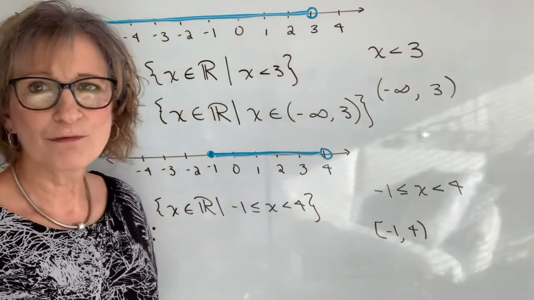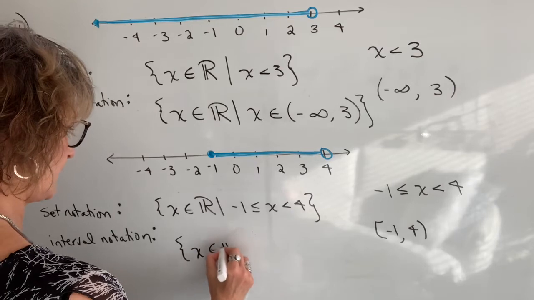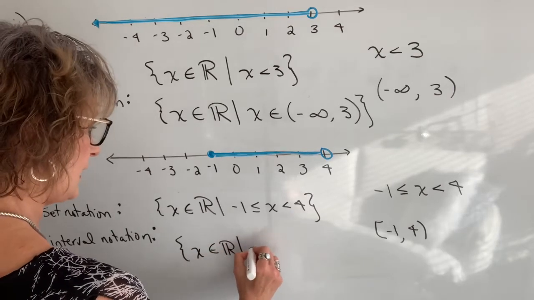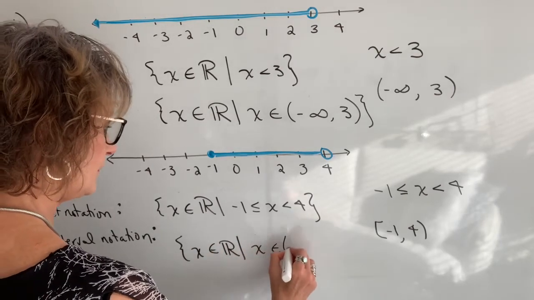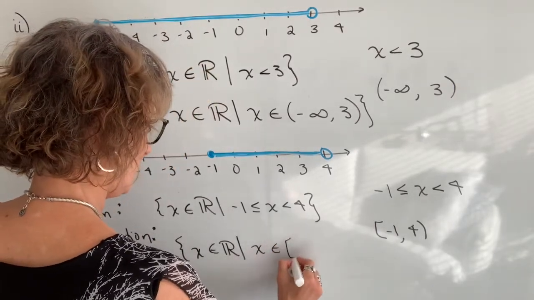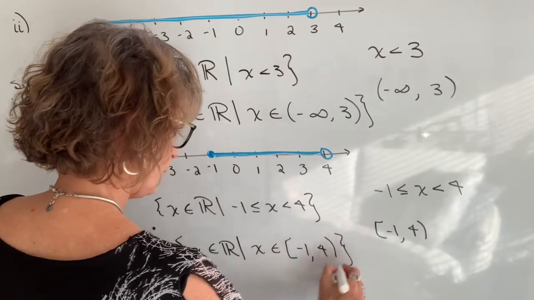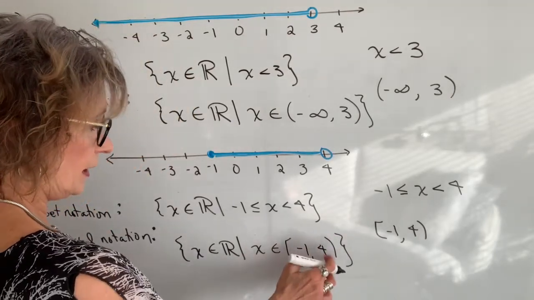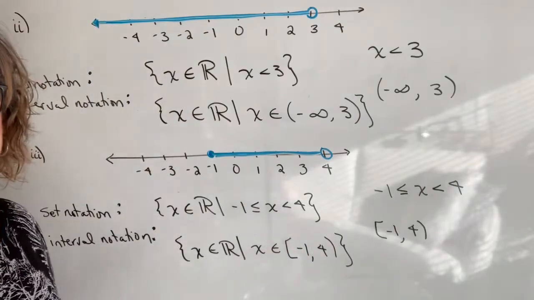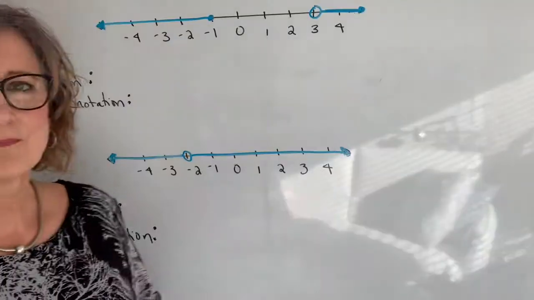And the more formal way of writing that, x is an element of the set of real numbers such that x is an element of the range of values from -1, including -1, up to 4, not including 4. Let's look at 2 more examples.